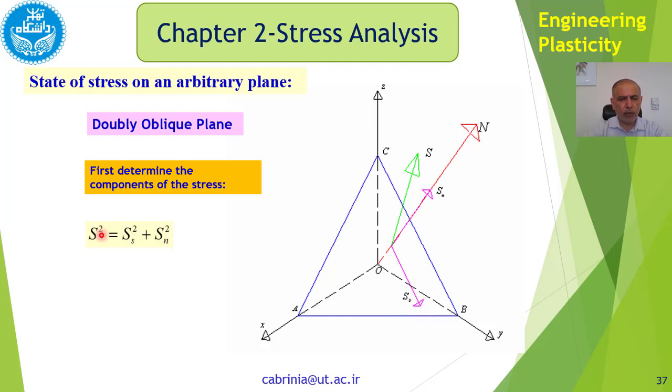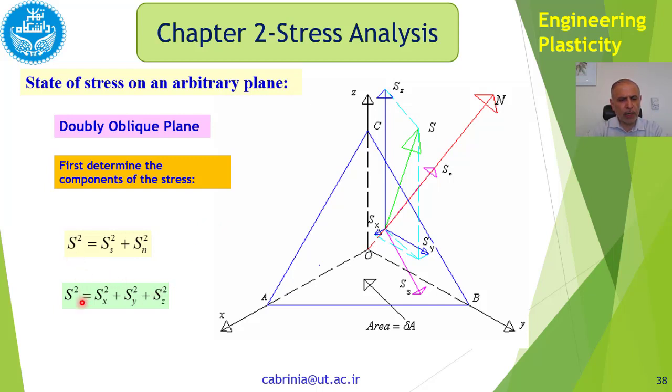Okay then. Therefore, S² in magnitude is equal to SS² plus SN², because if we connect this together, we get a triangle, and this is the relationship between the sides of a right-angled triangle. And also, we can write S in terms of the components along other directions, like the Cartesian directions x, y, z. Therefore, S² is equal to Sx² plus Sy² plus Sz². And here we are saying that the area of ABC is delta A.